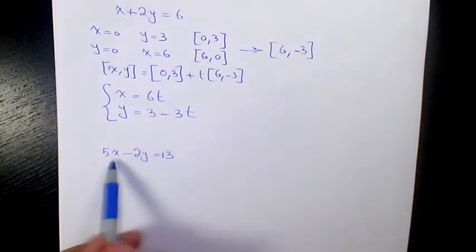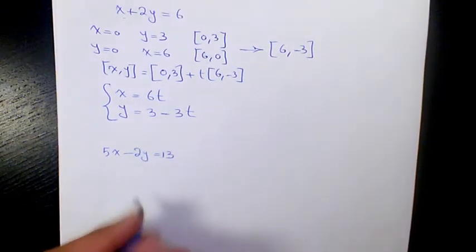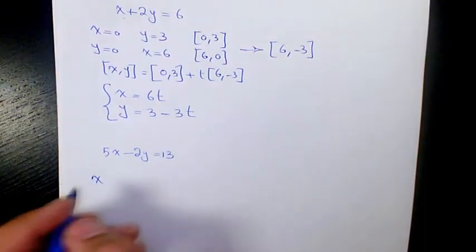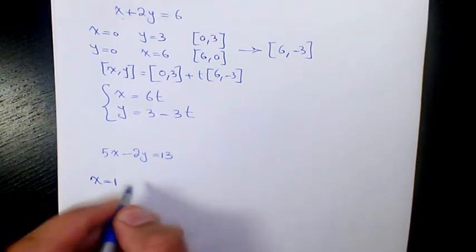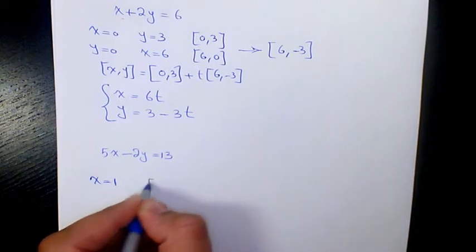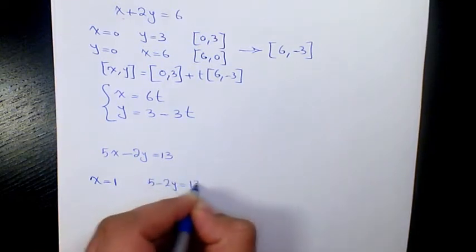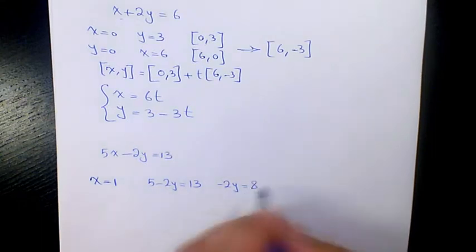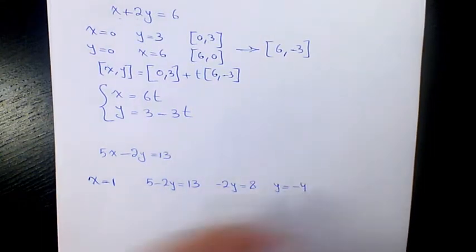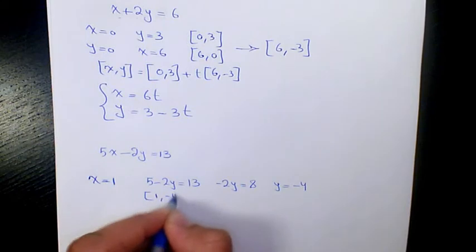Next one, 5x - 2y = 13. Again, I'm going to make, let's say, x = 1. Then we can say 5 - 2y = 13. So -2y = 13 - 5, which is 8. So y is -4. So we have (1, -4).